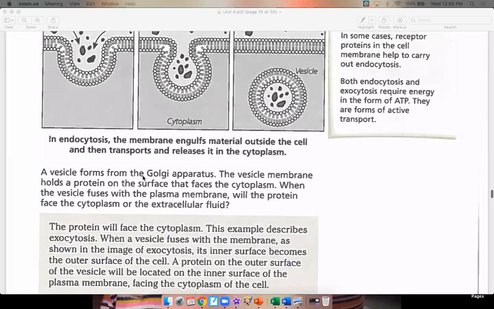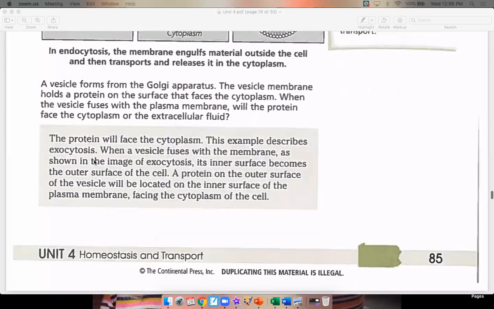A vesicle forms from the Golgi apparatus. The vesicle membrane holds a protein on the surface that faces the cytoplasm. When the vesicle fuses to the plasma membrane, will the protein face the cytoplasm or the extracellular fluid? The protein will face the cytoplasm.